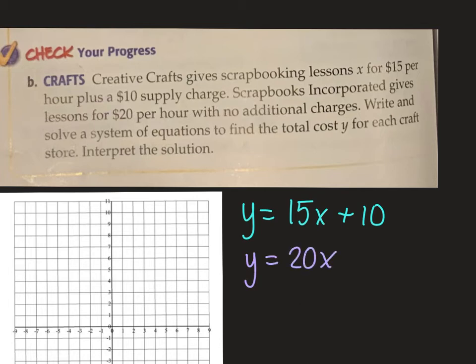Write and solve. So far we did the writing part. We wrote it. Solve means to graph and find where they cross. Write a system of equations to find the total cost Y for each craft store, then interpret the solution.